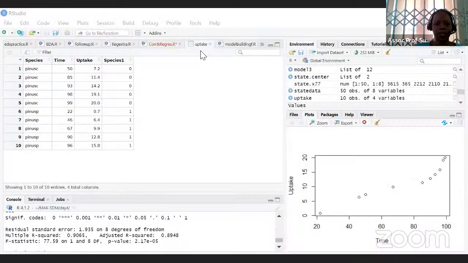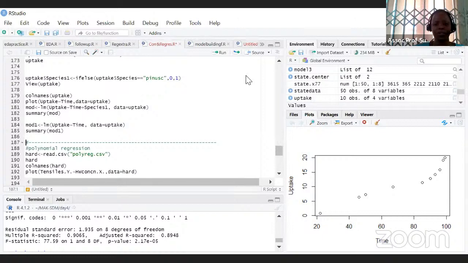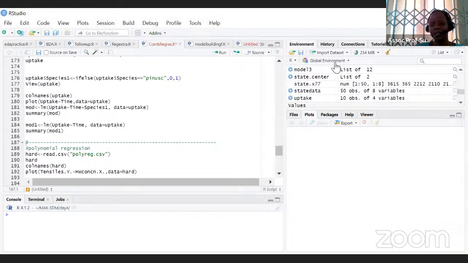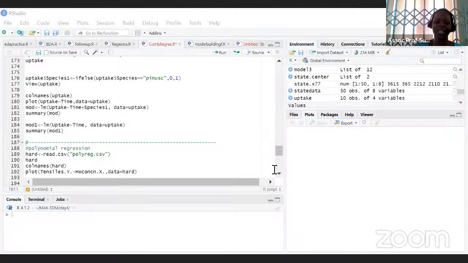Okay, so we are going to look at the last bit, which is polynomial regression. So I'm just cleaning the history. Sorry, I must have pressed some button. Okay, there we are. So we are going to do polynomial regression.